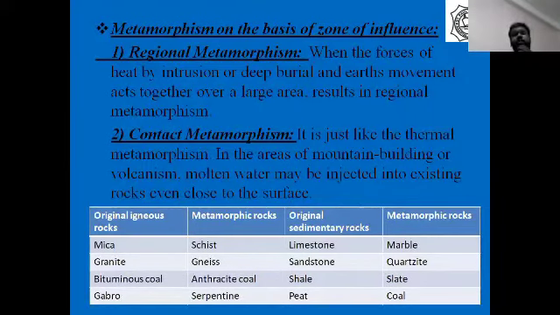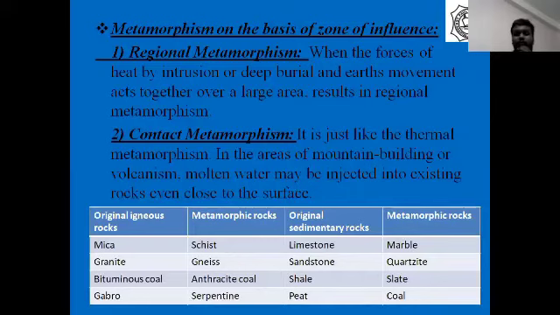Whereas contact metamorphism is just like thermal metamorphism, which is caused under high temperature. In the areas of mountain building or volcanism, molten material may be injected into existing rock even close to the surface. This contact metamorphism often occurs in the areas of mountain building or volcanism.